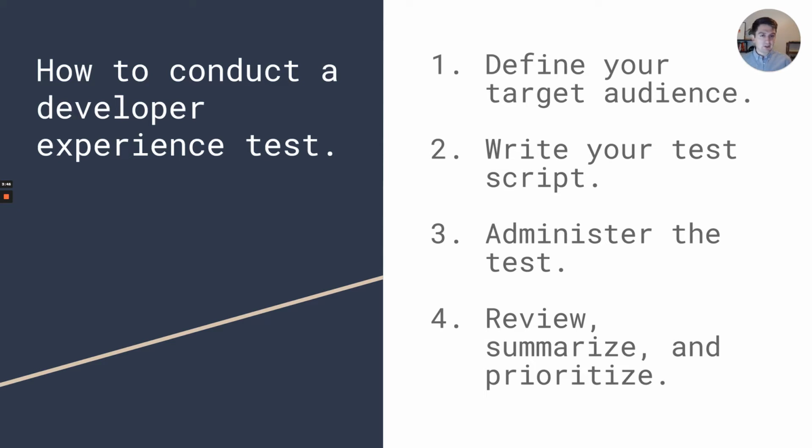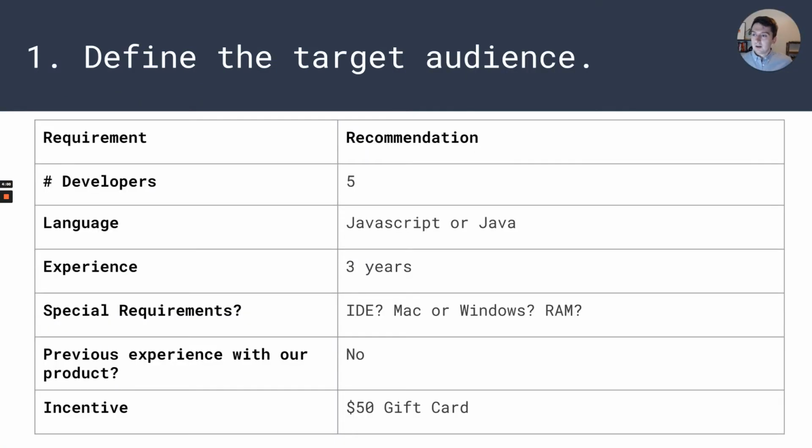So let's get started here. The first step would be to define your audience. You're going to say who's testing. The next step would be to write your test script. So what are we testing? Finally, you're going to run that test, and then you're going to review it, summarize, and prioritize changes. Let's dive in. Okay, so starting off, we're going to define the target audience.